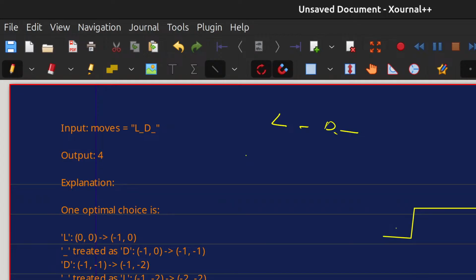But what is the minimum we can get from here? Let's say we are at the origin and we go left, then from here to right, then down or then up. Then my Manhattan distance is only 2, right? Here it is 4, and in this case it is 2.